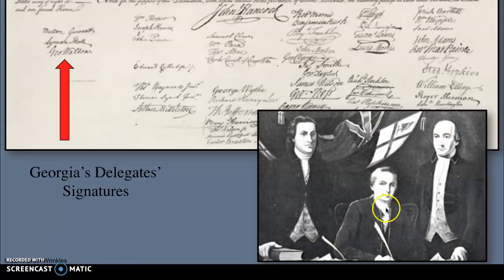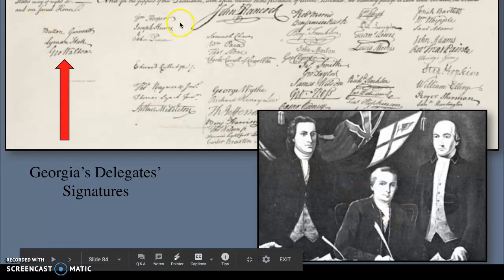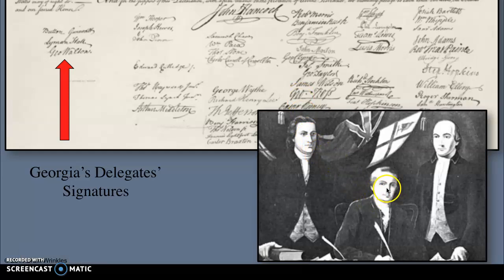If you look here, these are the signatures on the Declaration of Independence. Our three men, Button Gwinnett, Lyman Hall, George Walton, and their signatures are all the way over here on the left.